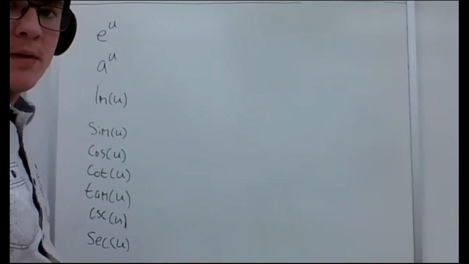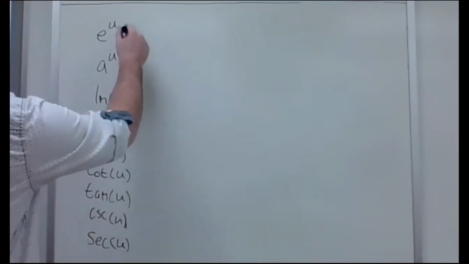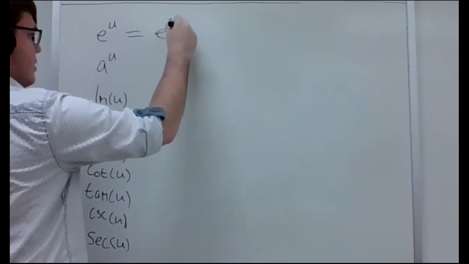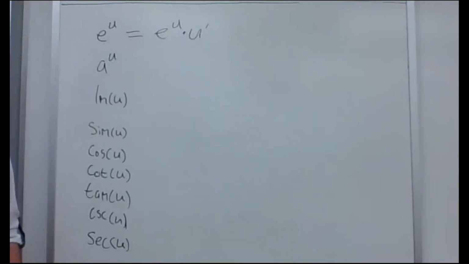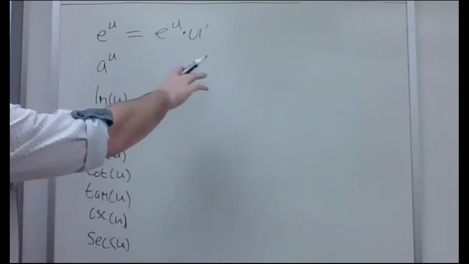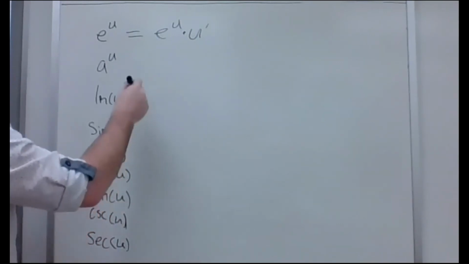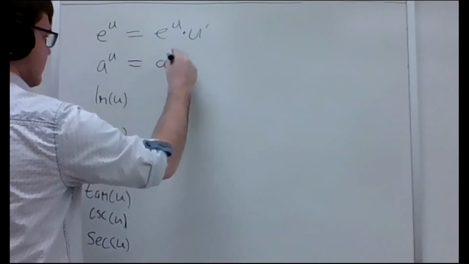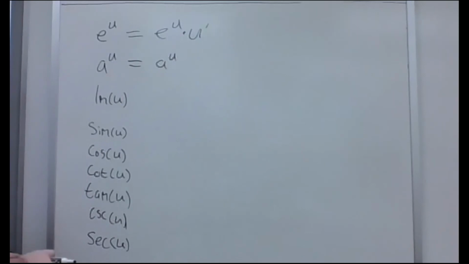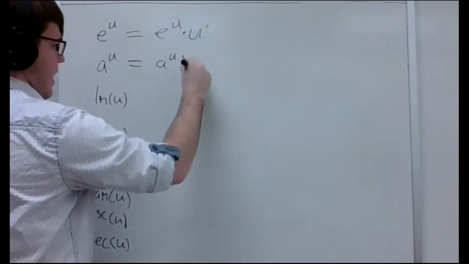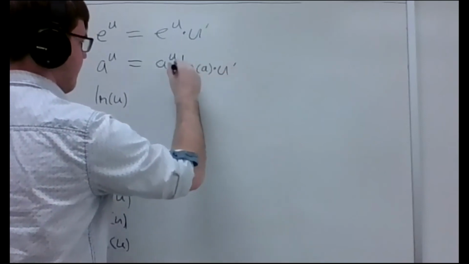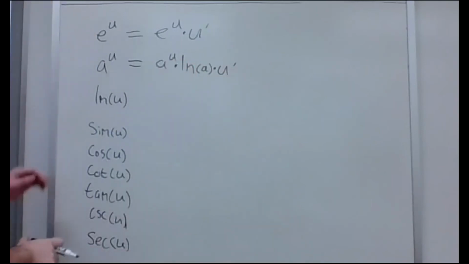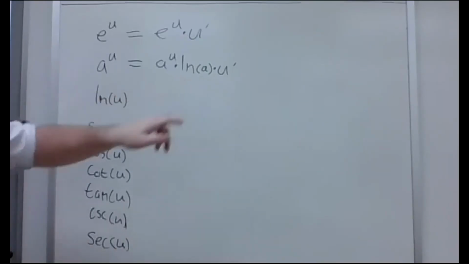So the derivative of e to the u is simply e to the u times u prime. So there's this chain rule out here, and that's something similar in everything: there's always going to be a chain rule associated with these. This a to the u is a little bit different. When we take the derivative of a to the u, it's going to be a to the u times ln a times u prime. So it's like the e to the u, but there's this ln a in there.